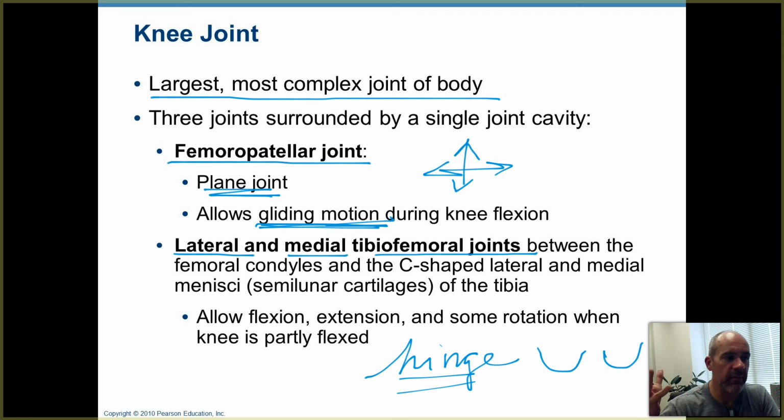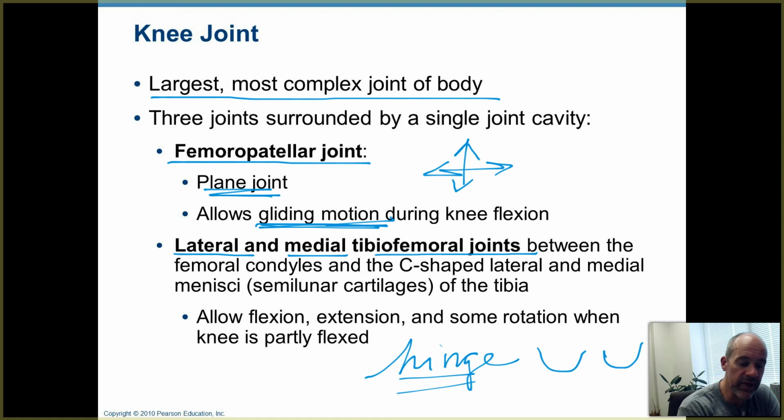So you have flexion, extension, and some rotation of the knee a little bit. You can take your knee and move it this way or that way a little bit, not a whole lot. Mainly the knee functions as a hinge joint where you're rotating around that one axis, like when you're squatting down and you bring the lower leg inward toward the upper leg.